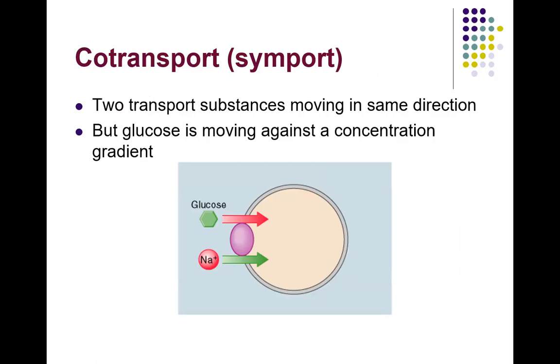One of them will be following its concentration gradient, and one is moving against its concentration gradient, but it's able to go against its concentration gradient without directly using ATP, because of the fact that a concentration gradient was made by using ATP to pump something out with a different molecule.